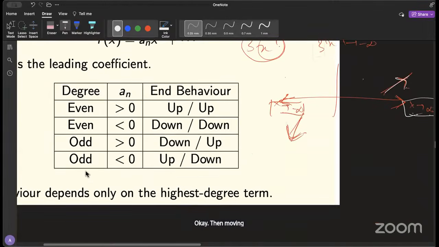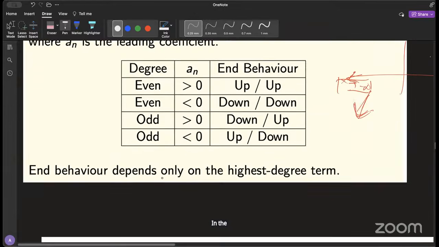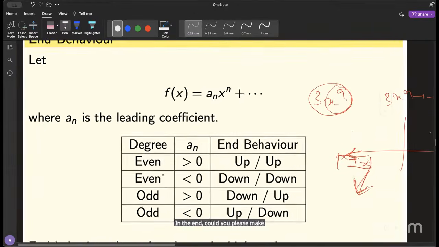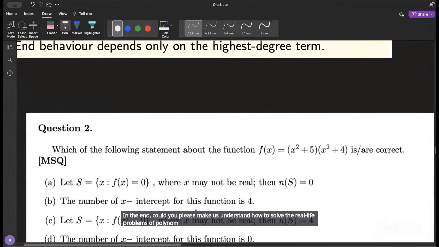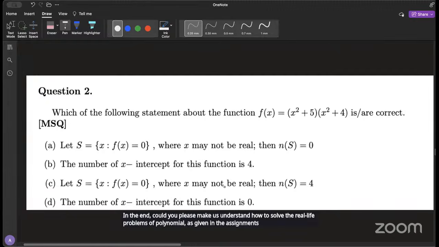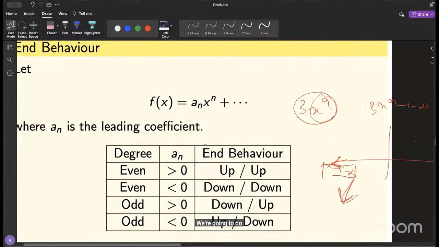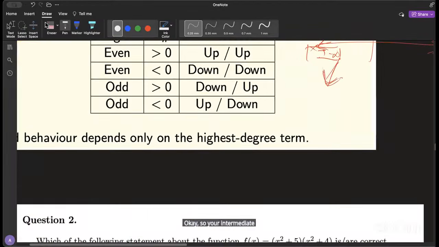Then moving to this. In the end, could you please make us understand how to solve the real life problems of polynomial as given in the assignments? Okay, ma'am, we're going to do that. You missed the intermediate value theorem. Okay, so let's discuss your intermediate value theorem here.